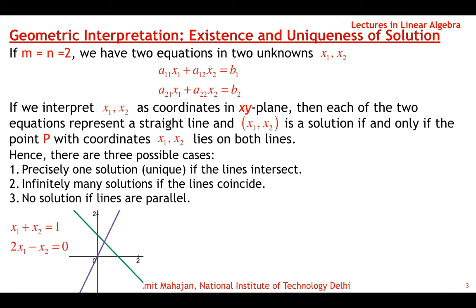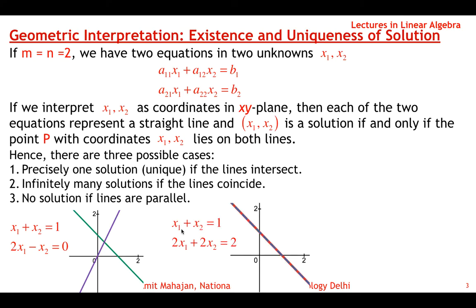For example, say you have two equations where a11, a12, b1 are given as numbers. If you have one straight line as x1 plus x2 equal to 1, this green line, and 2x1 minus x2 equal to 0, this purple line here, you can see that these two lines meet only at one point. So this system has a unique solution.